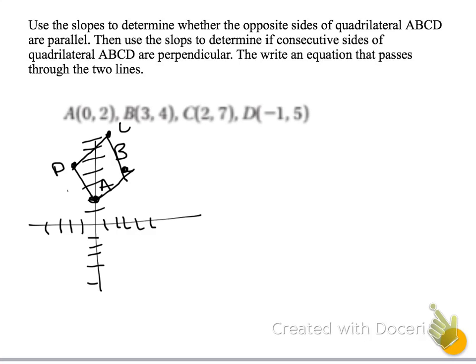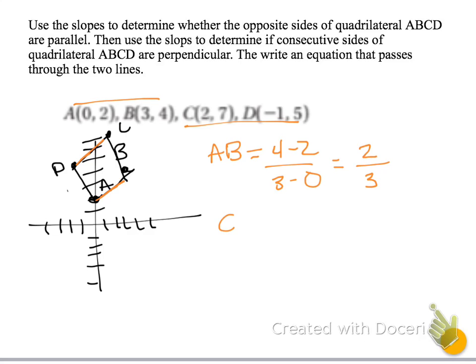So I need to see if the opposite sides are parallel. If I'm looking at this, here's a side and here's a side. So let's check to see if those are parallel. So DC and AB. Okay, so let's find the slopes and see if they're the same. If I do AB first, I'm going to do 4 minus 2 over 3 minus 0. 4 minus 2 is 2, 3 minus 0 is 3.